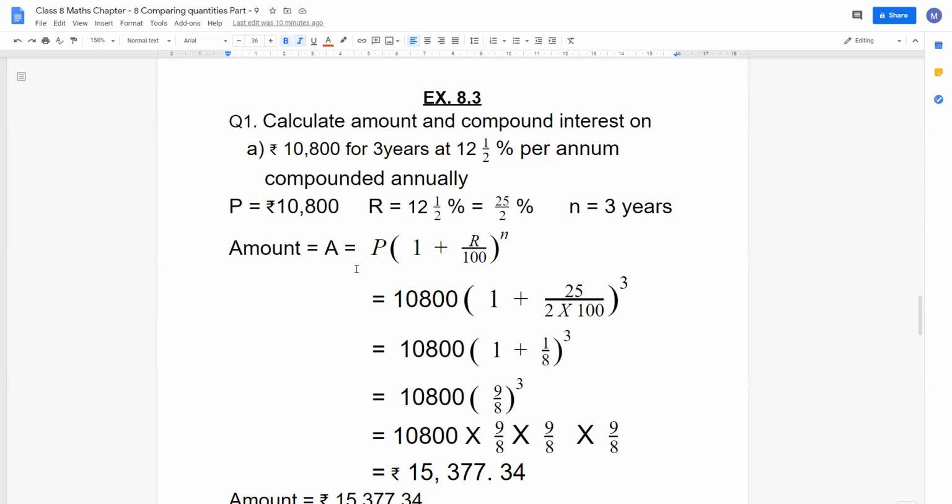So amount, formula for compound interest, A equal to P into (1 plus R upon 100) the whole raised to N. So what is P? 10,800 into (1 plus what is R? 25 upon 2, so that 2 will go to the denominator, 25 upon 2 multiplied by 100) the whole cube. N is 3, so the whole cube. Now here it can be cut. 25 ones are 25, 4s are with 100, so 4 2s are 8. So it will reduce to 1 upon 8. So 10,800 into (1 plus 1 upon 8) the whole cube. Simplifying the bracket, it will become 9 upon 8. So 10,800 into (9 upon 8) the whole cube.